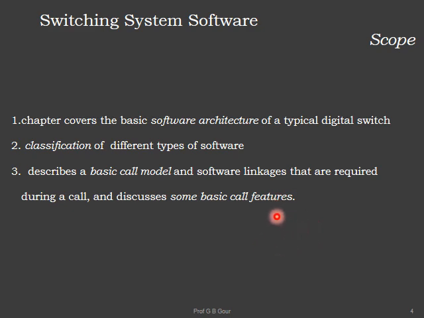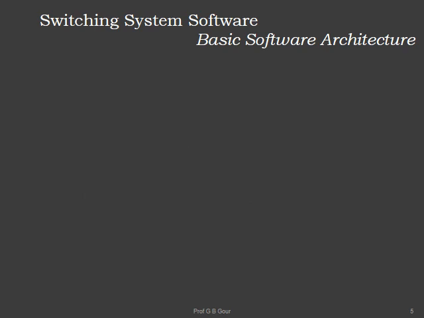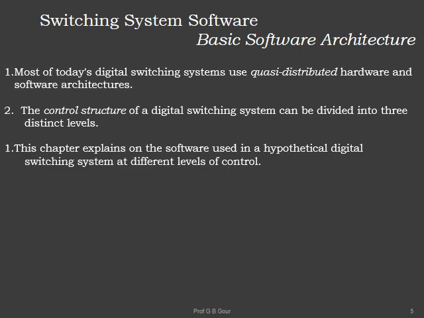So let us start with the first one, the basic software architecture. Most of today's DSS systems use quasi-distributed hardware and software architecture. First try to understand what we mean by this quasi. Quasi means it is incomplete. We ENC students came across this word many times in many of the subjects, communication related subjects. Quasi means it is incomplete, quasi-distributed.